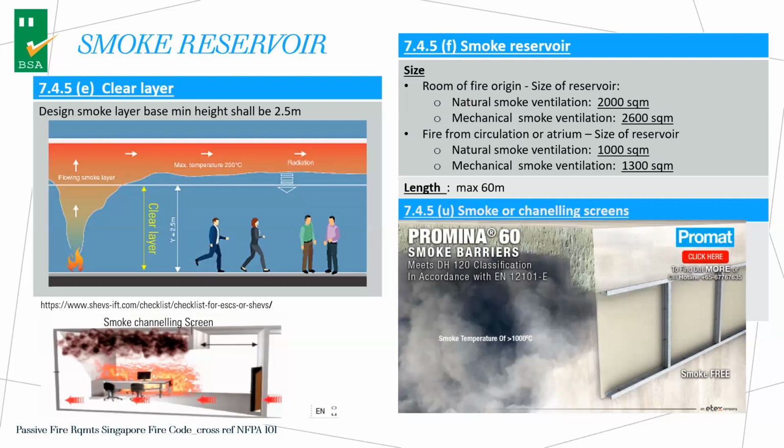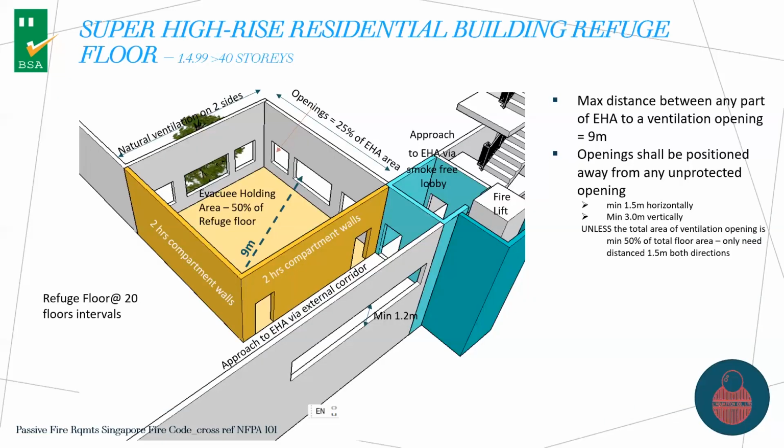So I saw our colleagues just now showing smoke curtains. Smoke curtains are operable ones that come down during a fire. You can also have static smoke curtains, or smoke screens, we call that, that fulfill the EN 12101 requirement. Important, I thought it's good to share too.